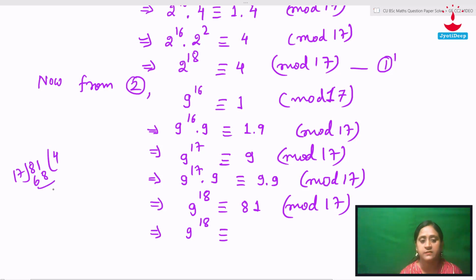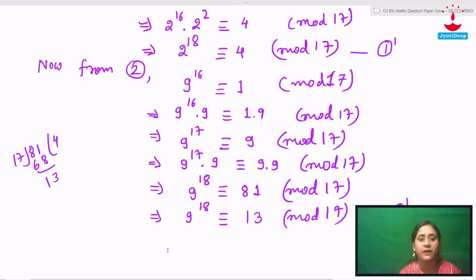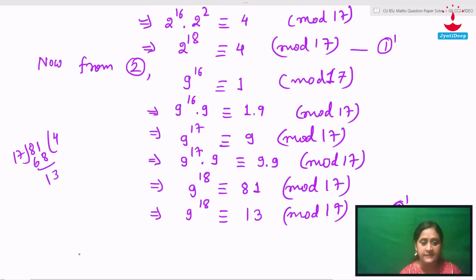So minus, it will be 13. This is congruent to 13 under mod 17, as the remainder is 13. This is 2 dash. Okay, now we are going to add 1 dash and 2 dash.